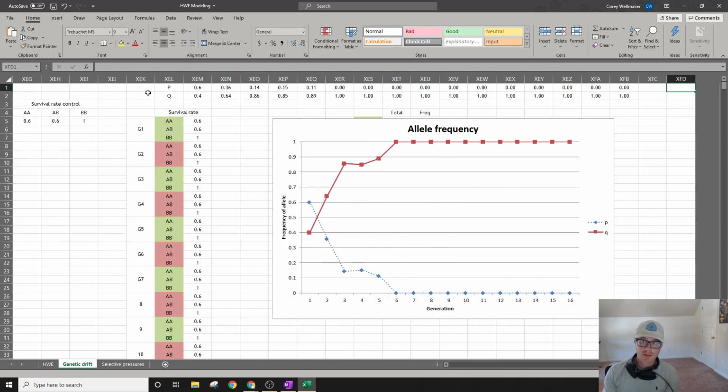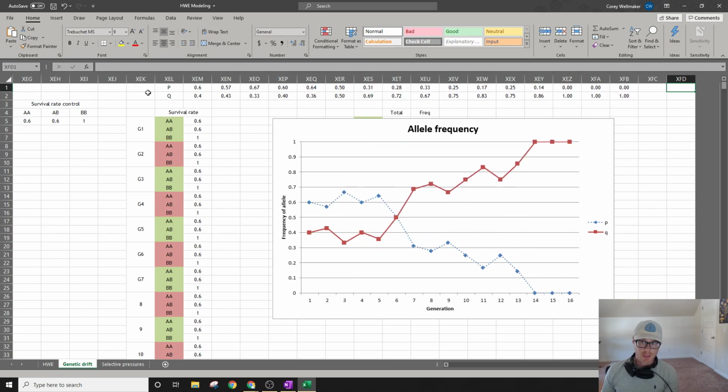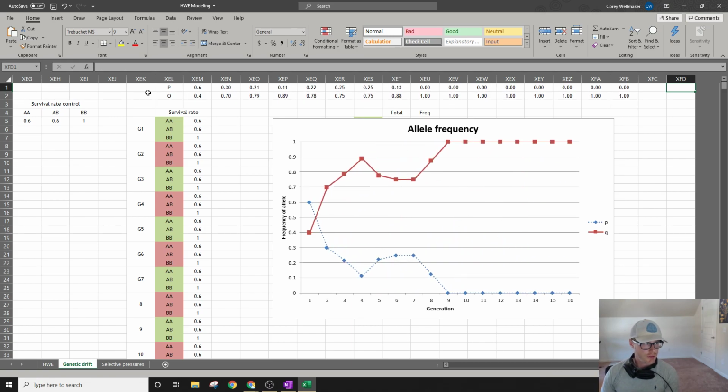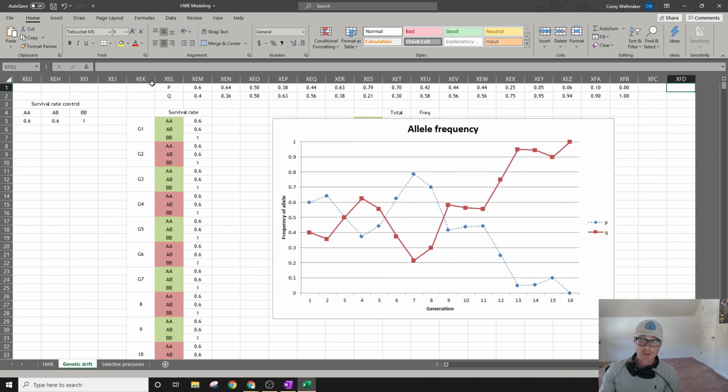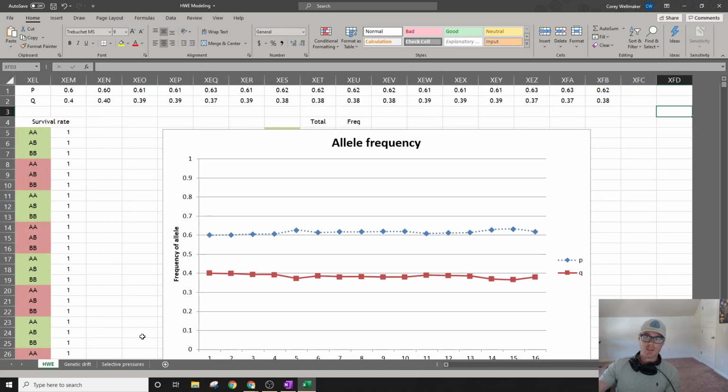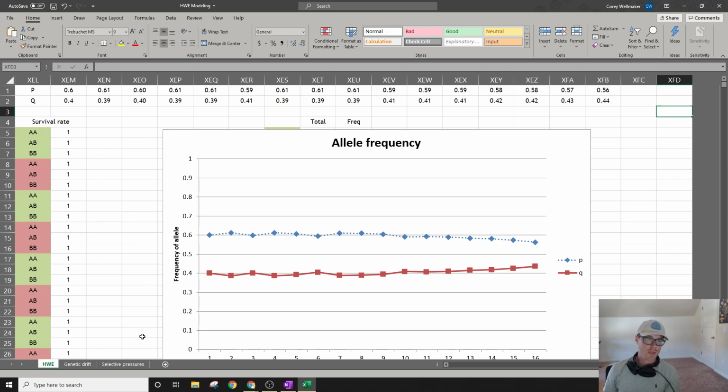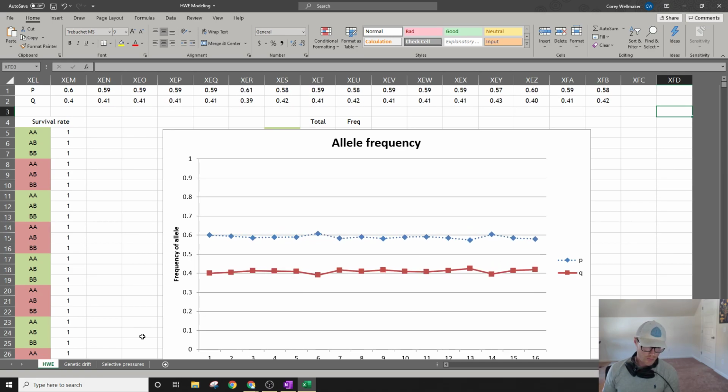Notice that every time I run the simulation, the allele frequencies just go crazy. They do random, unpredictable movements every time. So this is where genetic drift can be really bad. Every population is going to experience a little bit of genetic drift. Genetic drift just means random changes.